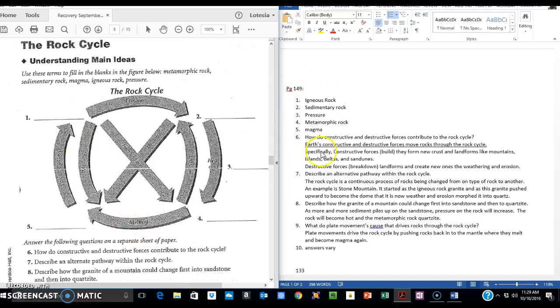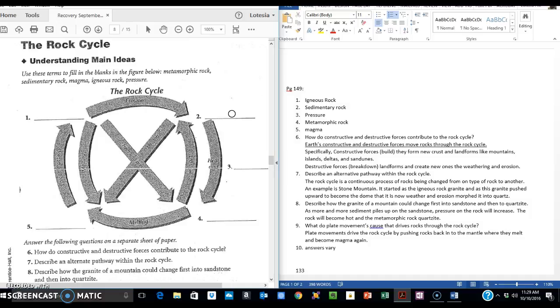Over here is where I typed the answers, so it'll be easier for me to show you what you needed to copy down. For number one, I put igneous rock because igneous rock is the type that's formed from volcanic activity. You can have two types of igneous rock, intrusive and extrusive, and it depends on its location.